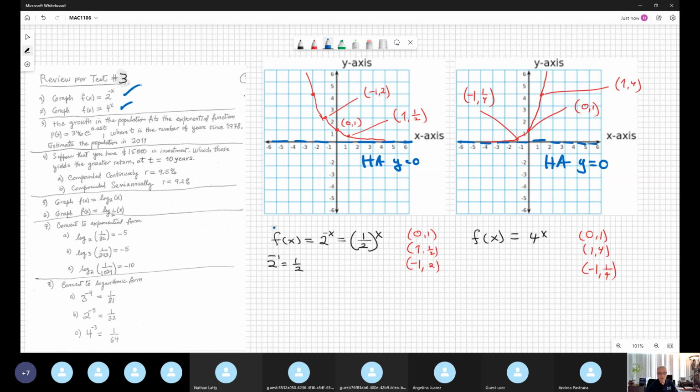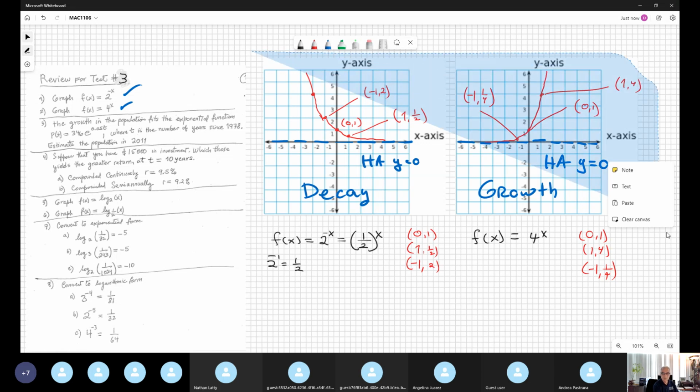You need to realize if our problem is decay or growth. That depends on the base. When the base is less than 1, it's decay. When the base is greater than 1, it's growth. Any question, guys? No? Super clear? Sure?